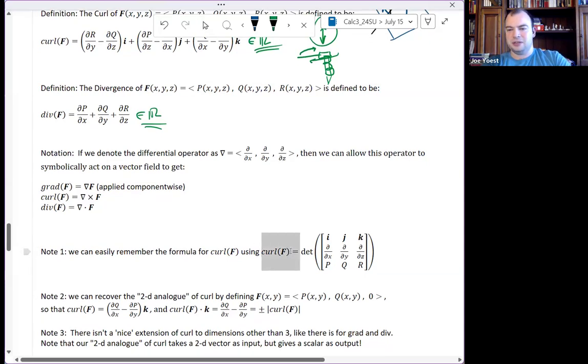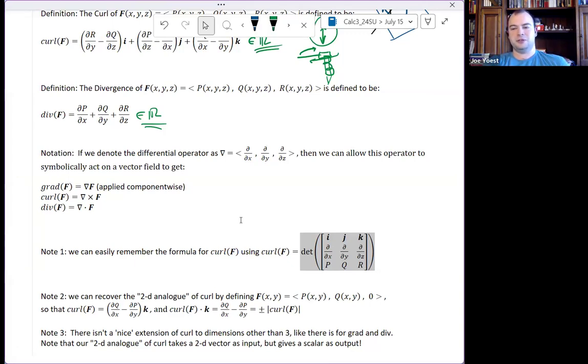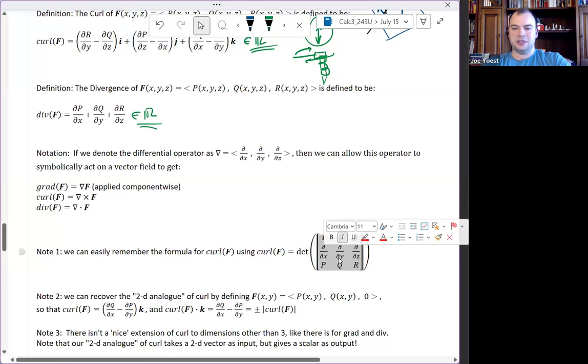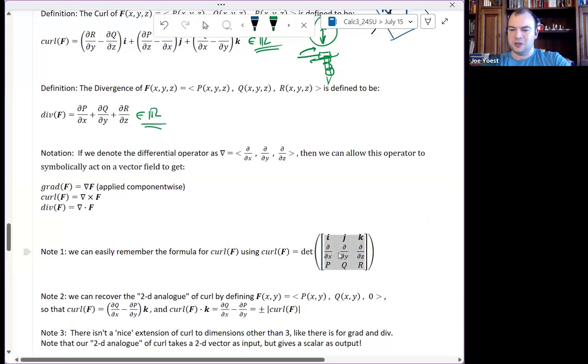Well, what I mean is when I take the cross product, I take the determinant of ijk, then the three components of vector 1, then the three components of vector 2. So I take the determinant of ijk, partial with respect to x, y, and z. And then in the third row, p, q, and r, the three components of our vector field. We'll go through an example and we'll see how this actually works out in practice.